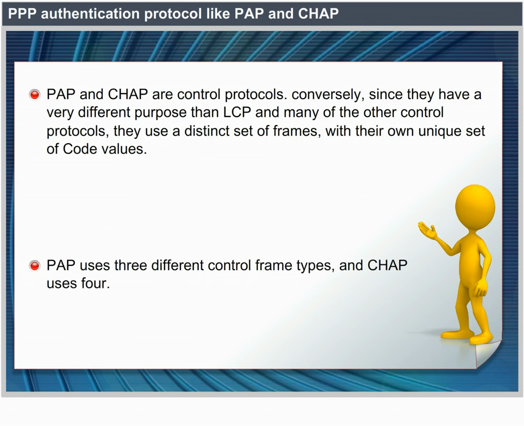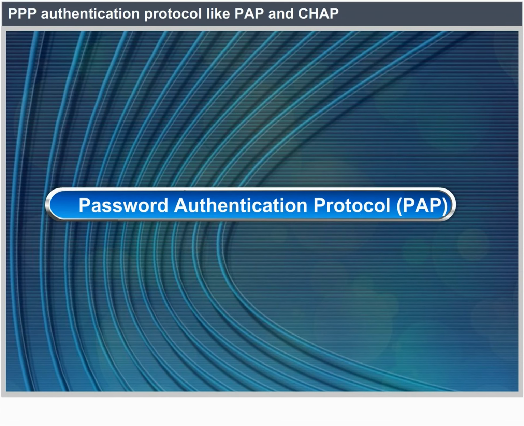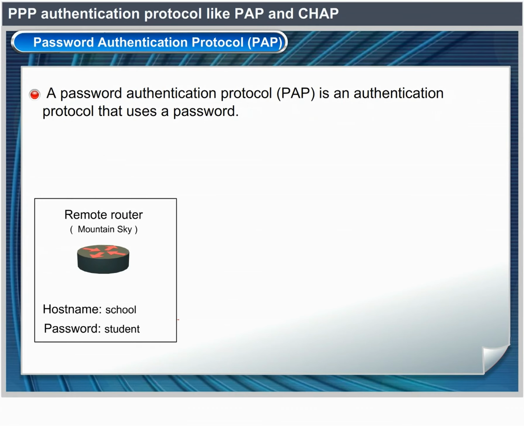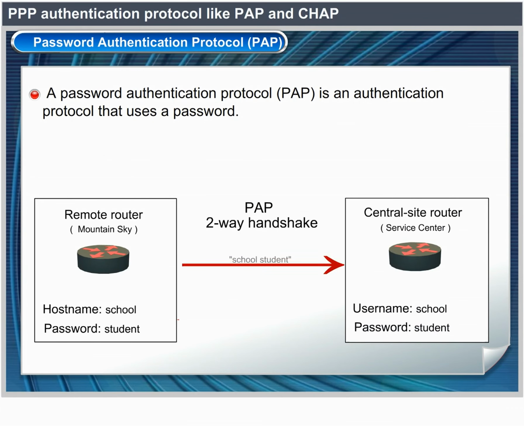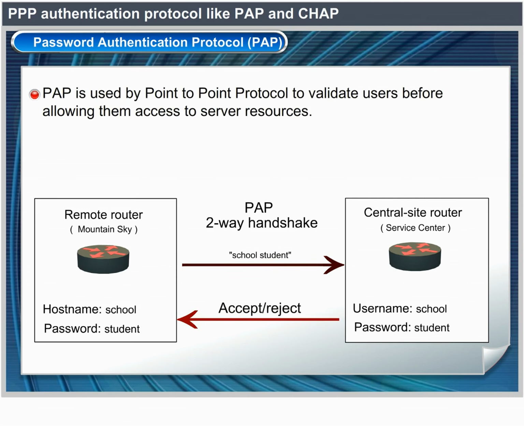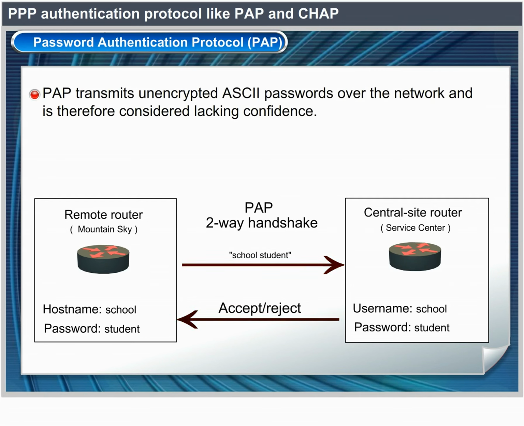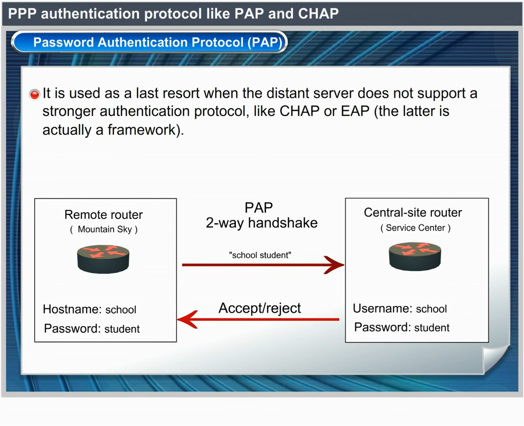Password Authentication Protocol or PAP. Password Authentication Protocol or PAP is an authentication protocol that uses a password. PAP is used by point-to-point protocol to validate users before allowing them access to server resources. Almost all network operating system remote servers support PAP. PAP transmits unencrypted ASCII passwords over the network and is therefore considered insecure. It is used as a last resort when the remote server does not support a stronger authentication protocol like CHAP or EAP. The latter is actually a framework.